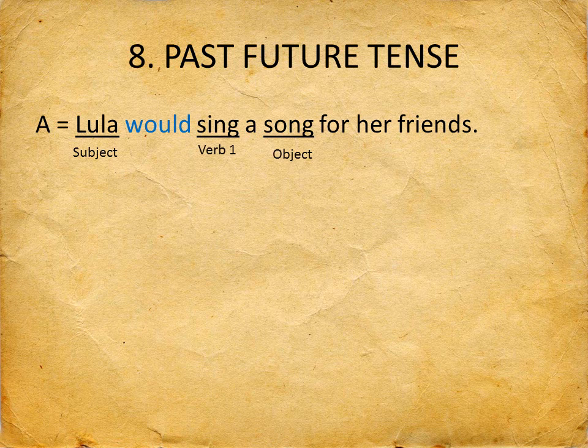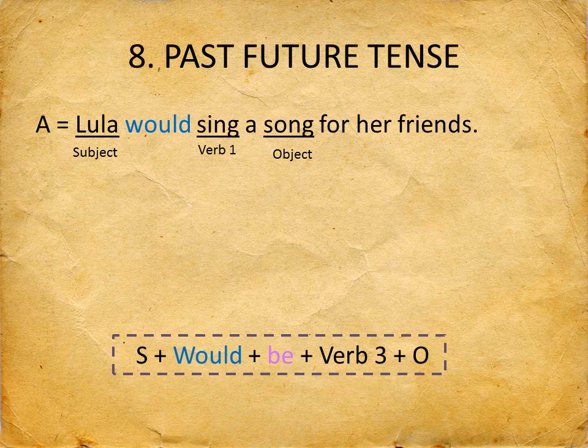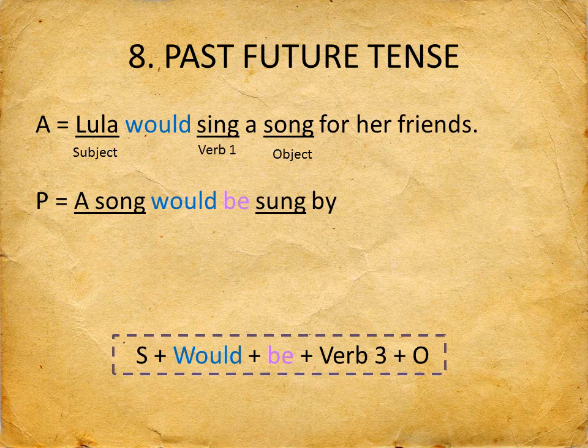Exchange the subject and the object, also change the verb into verb 3. The formula for the sentence is subject plus would plus be plus verb 3 plus object. And the passive sentence is a song would be sung by Lula for her friends. The words would and be mean the action would happen in the past.